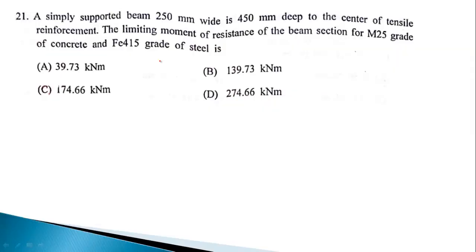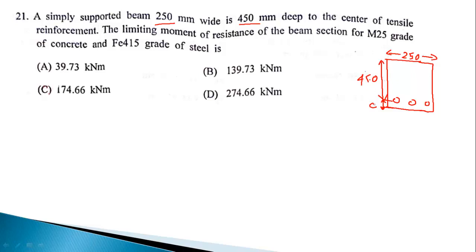The first question is: a simply supported beam 250 mm wide and 450 mm deep to the center of tensile reinforcement. You should have the basic knowledge of this. This is the cross section of the beam, 250 mm wide, with the tensile reinforcement. This is the cover, and this is the effective depth, which is given as 450.